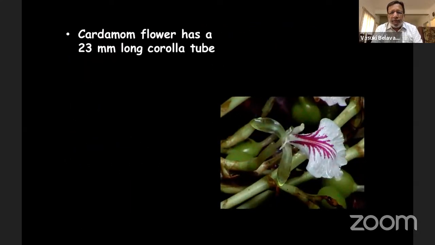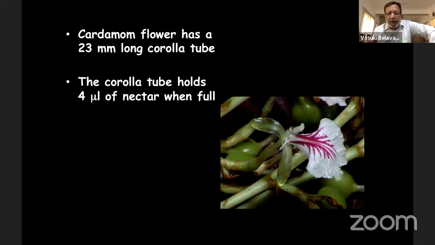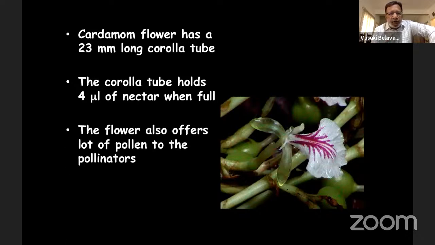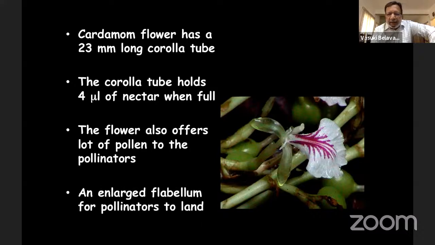So we looked more carefully at the floral biology of cardamom. The cardamom flower has a 23 millimeters long corolla tube, which actually holds nectar. When it is full, the corolla tube holds about 4 microliters of nectar. And the flower also offers a lot of pollen to the pollinators. There is an enlarged flabellum which acts as the landing platform for the bees, and on the flabellum, you also see that there are nectar guides. So the bee has no difficulty in landing on this and then knowing where the nectar is available.